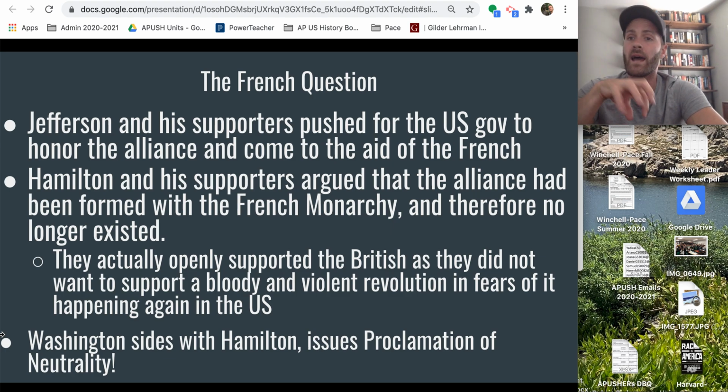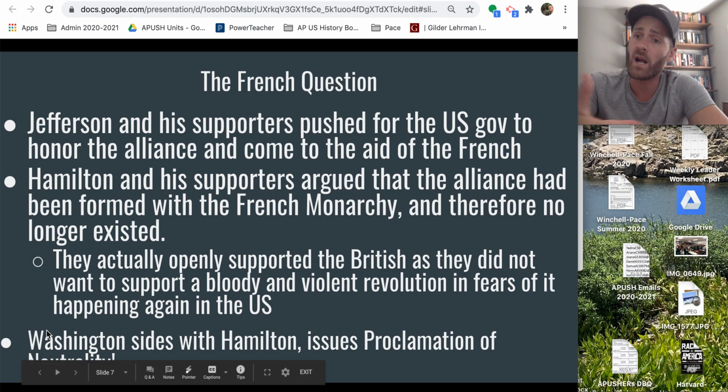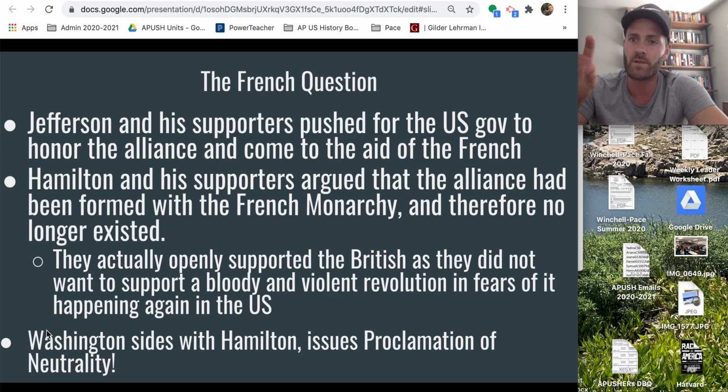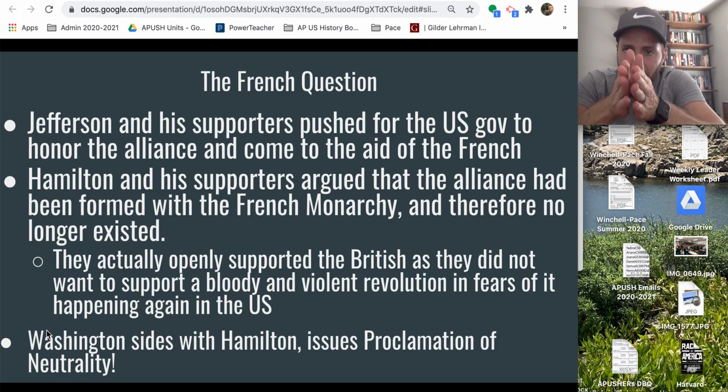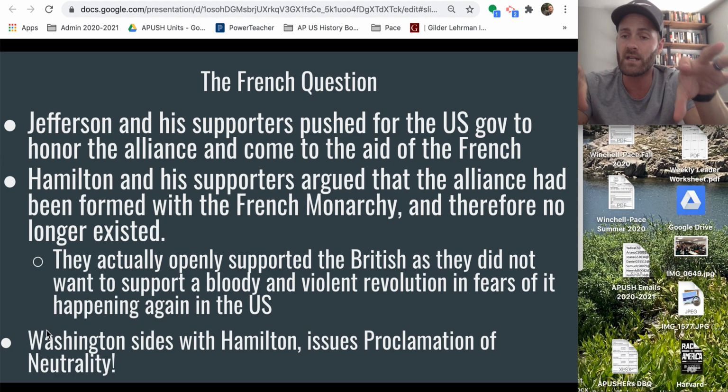But we're not taking a side on this conflict to support either one of you overtly. So this proclamation of neutrality is really important because it's going to set the precedent, here that word is again, the precedent that the United States should be solving their problems diplomatically, not by committing military might and forces all over the world. But the French question ends up being a really big dividing factor in society that's going to be the root of a lot of the political party debates that we see in the next couple minutes.